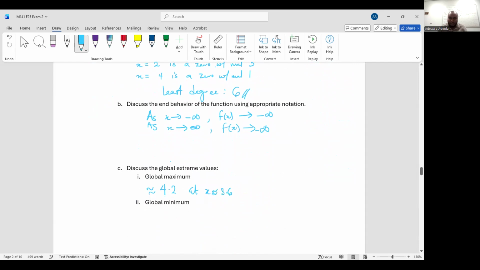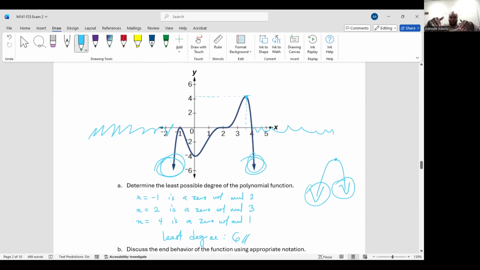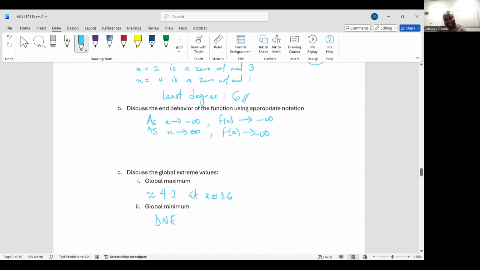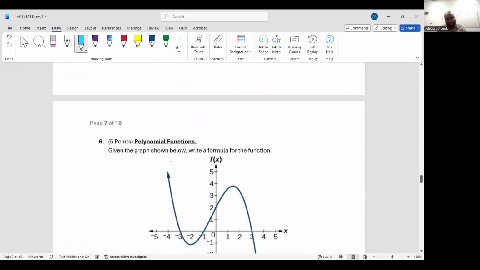Approximately 3.6. That is where it happens. Global mean does not exist. How do I know? It keeps going down. Look at the NBA, it keeps going down. It never ends. So I know it does not exist. So that is that, guys.